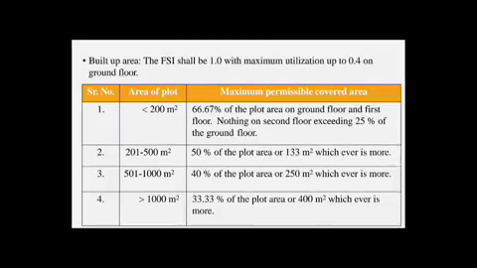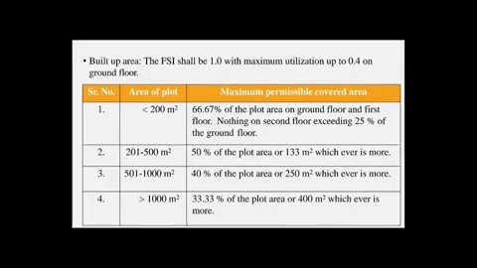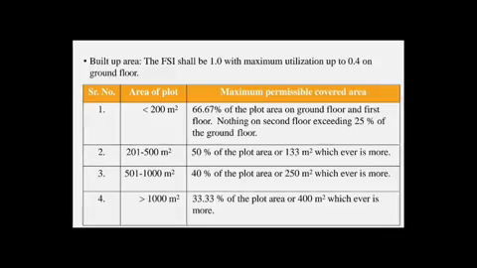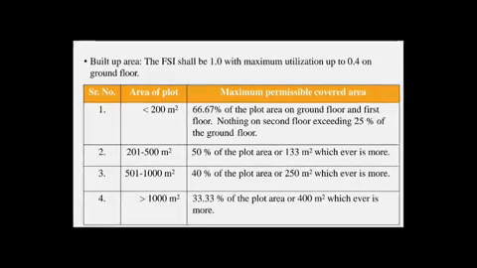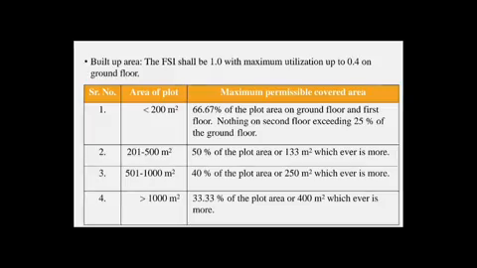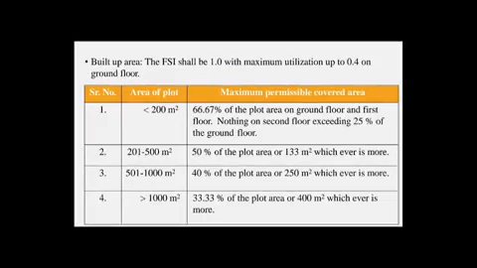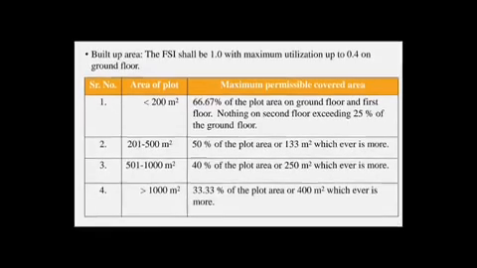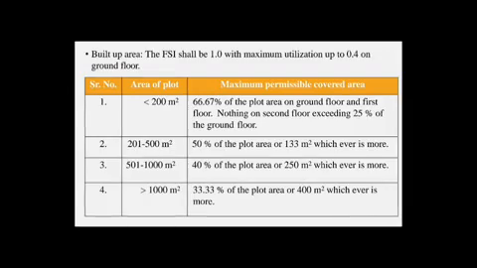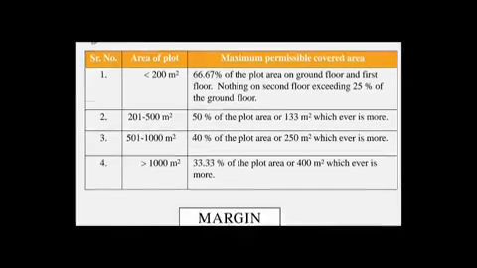So here is the table for the area of plot and maximum permissible covered area. Area of plot less than 200 meter square will be 66.67% of plot area on ground floor and the first floor. For 201 to 500 meter square, it's 50% of plot area or 133 meter square. For 501 to 1000 meter square, it's 40% of plot area or 250 meter square, and above 1000 it will be 33.33% of plot area or 400 meter square.